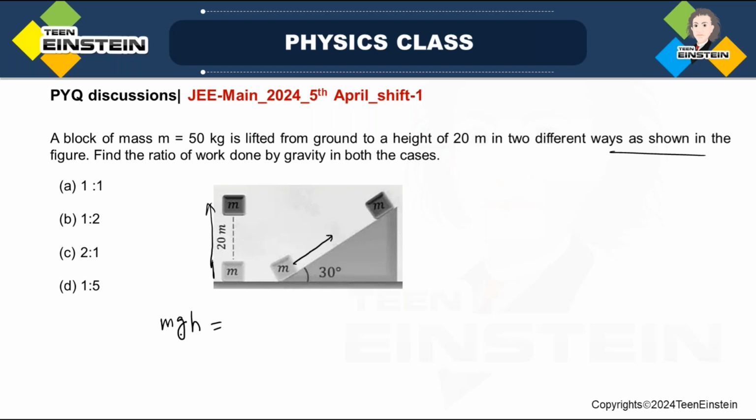I'm not putting the values. Let me just write like this itself. So in the first case, let us say this is W1, when we are just lifting vertically straight away. But when it is pulled up to that height, see, this height is actually h, that is 20 meter itself, but I have used an inclined plane to pull it up, right?